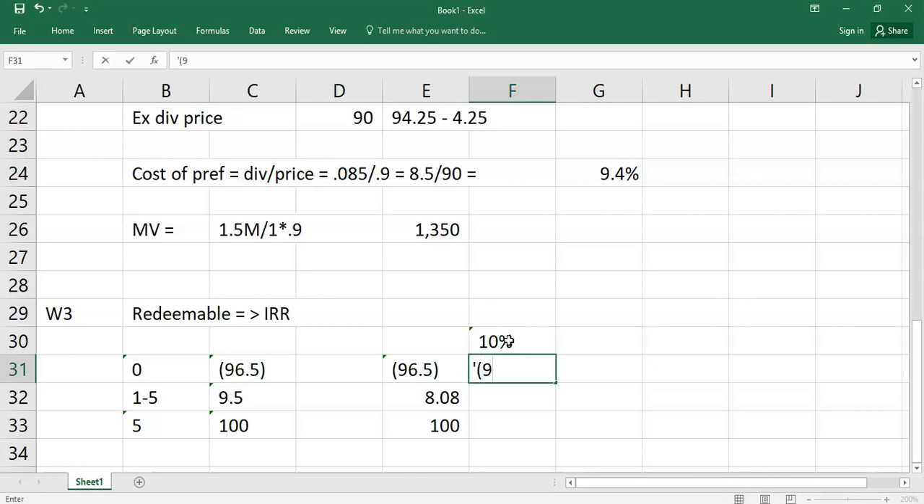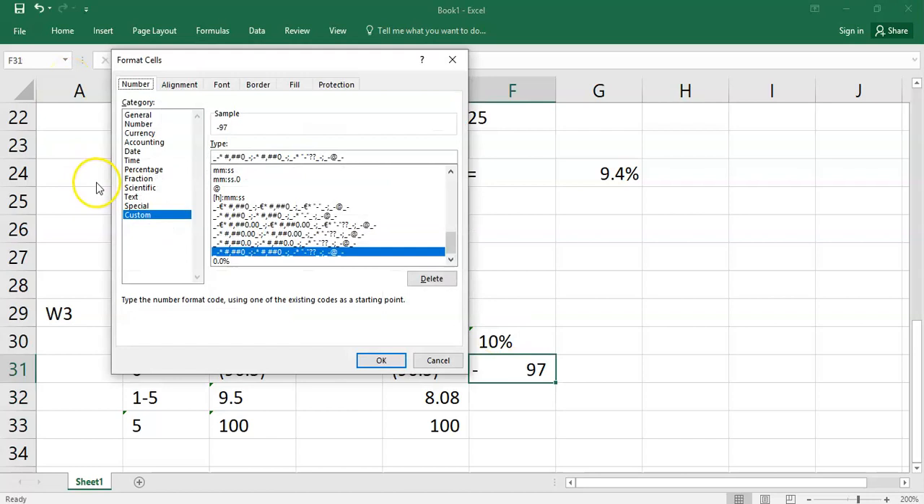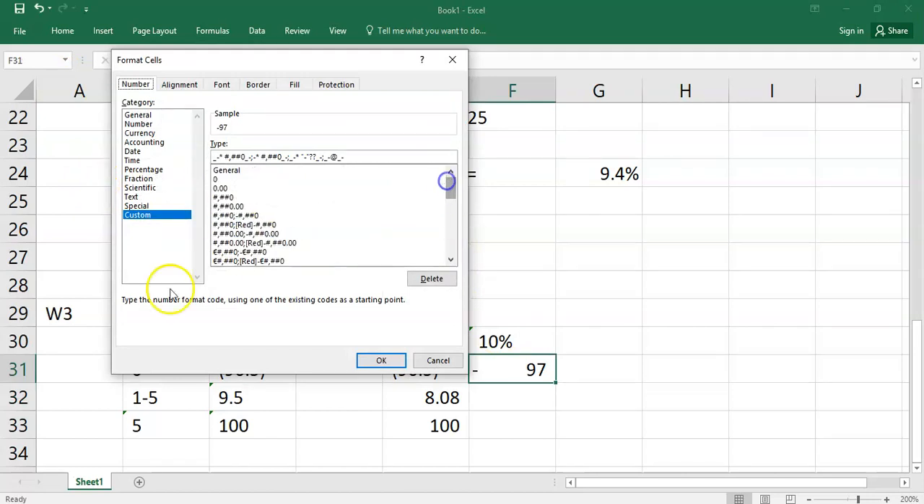So the 96.50 will always be negative. Will always be the same amount, and it should always be negative. So I'll just put that in brackets, just to make sure we know it's a negative one.